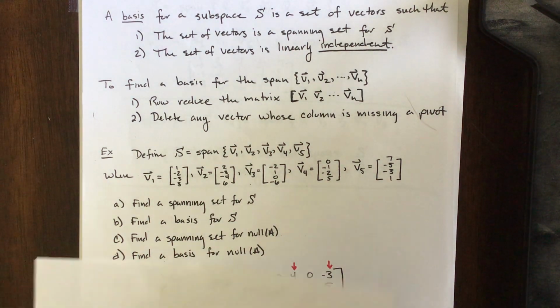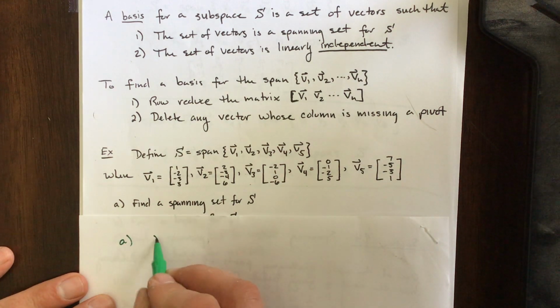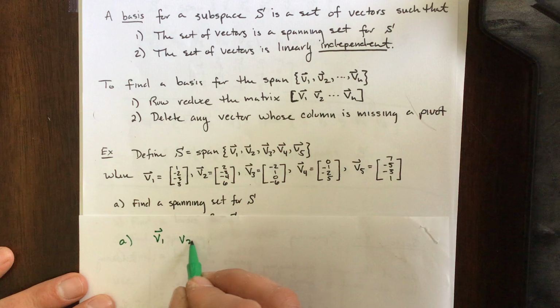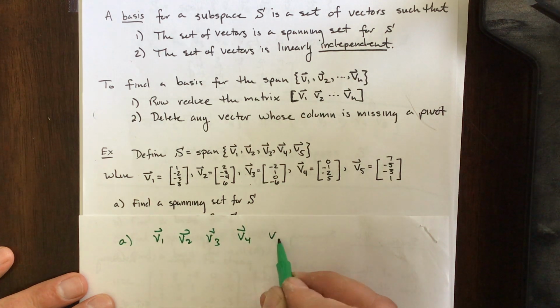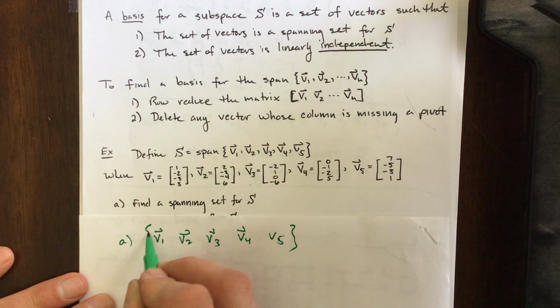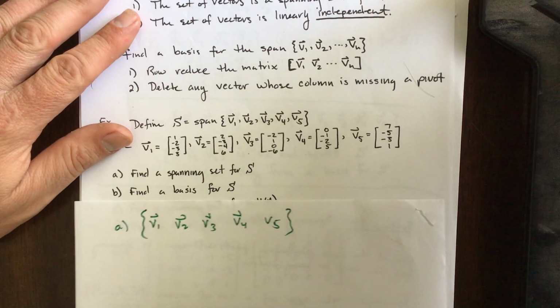So the answer to letter A is v1, v2, v3, v4, and v5. That is a spanning set for S.